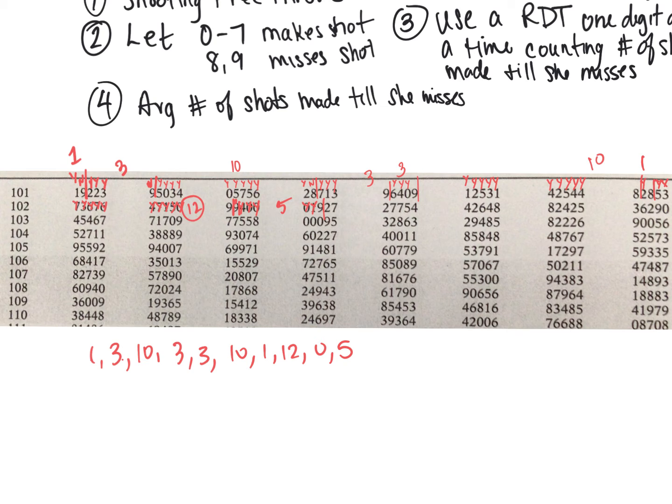So we ran our trials. That was number 5. Number 6 is analyze the response variable. That means calculate the average or the percent, whatever the problem asks you. We're going to calculate her average number of shots made before she misses. 1 plus 3 plus 10 plus 3 plus 3 plus 10 plus 1 plus 12 plus 0 plus 5, divided by 10.